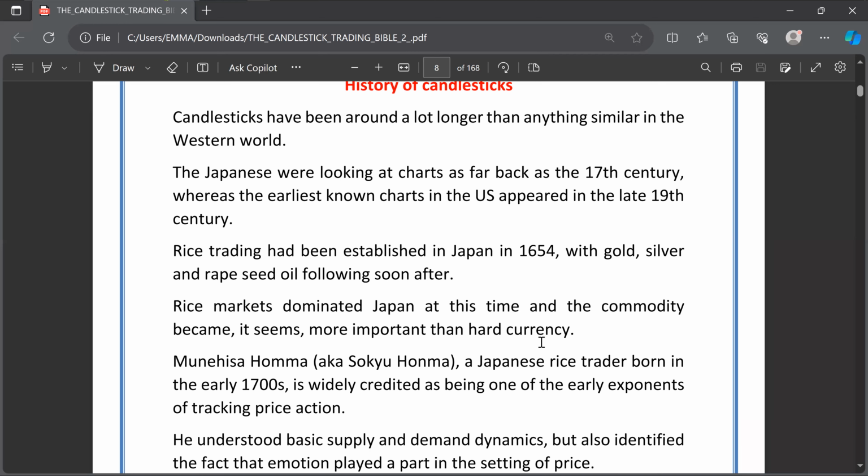Munehisa Homma, aka Sokyu Honma, a Japanese rice trader born in the early 1700s, is widely credited as being one of the early exponents of tracking price action. Right? So whatever was being done in the traditional way, this man tried to digitize them, right? Organize them, make them more readily available for people to come and have a look at it, right? He documented them and then tried to represent them in a better form, right? So that was his idea.